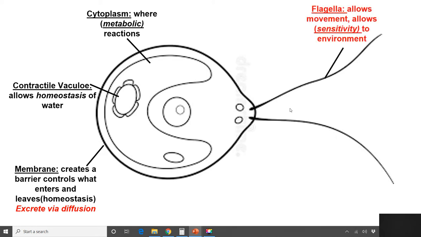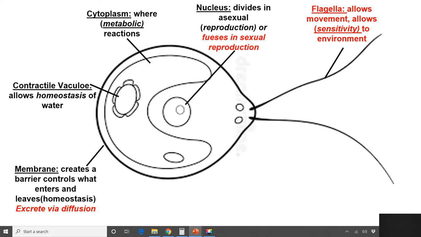But they do have that different movement. So this flagella allows them sensitivity to the environment. What it's actually doing is it's trying to swim toward the light. So it's responding to its environment. It does have this nucleus which either divides asexually to reproduce and pass down its genes, or they can fuse together to do sexual reproduction. So they have that option there.